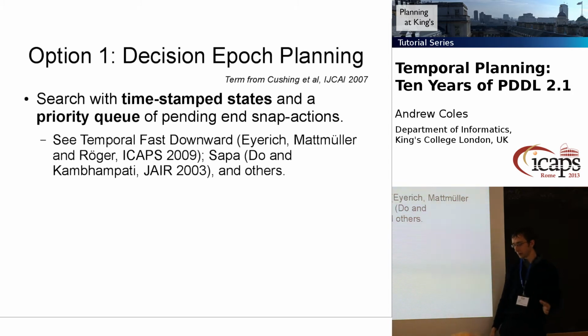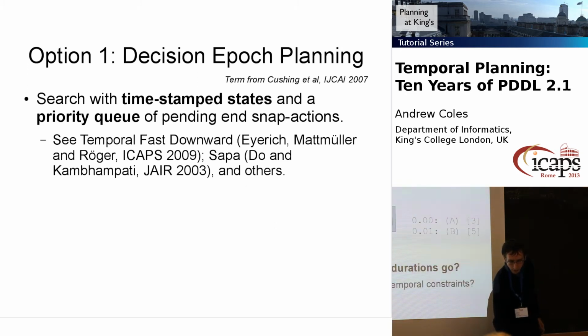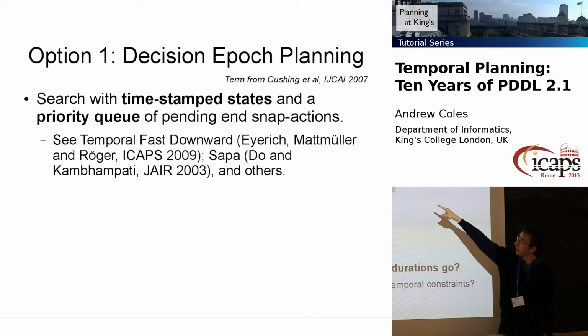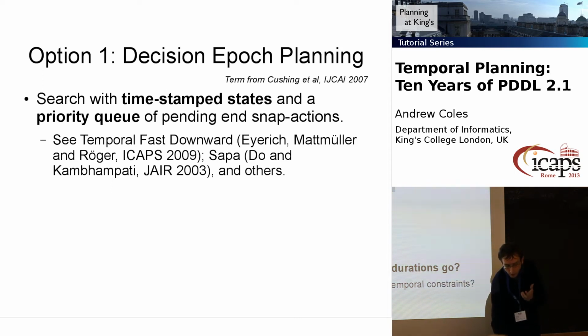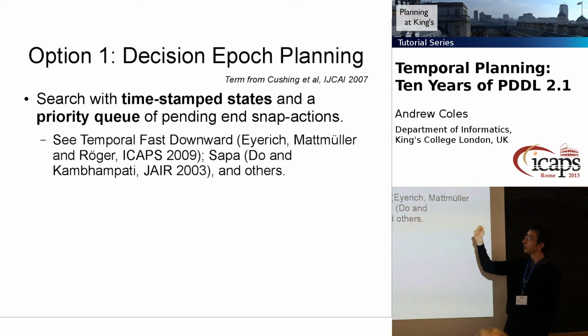So option 1 for how we deal with these temporal constraints is to try and simplify it and reduce it to something more like classical planning, not quite classical planning, but an evolution of the idea. You can imagine we now search with state still and put a timestamp on each state, and to avoid this issue of choosing to end actions in the wrong order, the only difference between here and here is whether we're going to end A first or end B first, we can get rid of that problem if we use a priority queue.